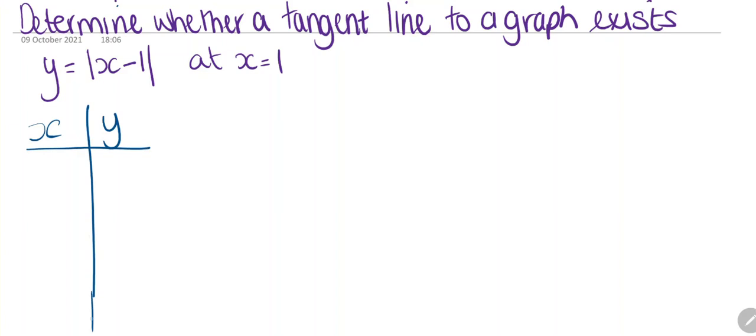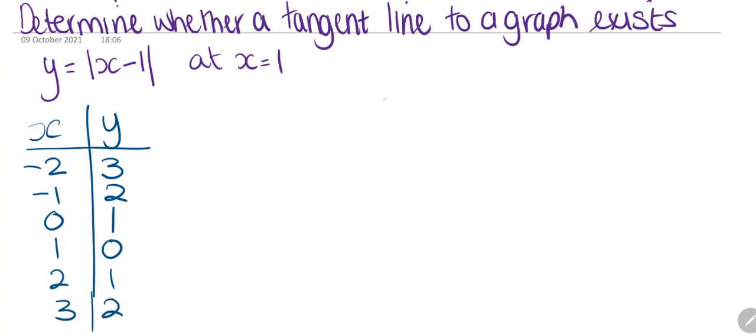So if we had -2 and we substitute in -2 minus 1, -3, the absolute value is going to be positive. If we substitute in -1, this is -1, -1 is -2, the absolute value will be positive. If we substitute in 0, 0 minus 1 is going to be -1, which means it'll be +1. If we have 1, 1 minus 1 is going to be 0. If we substitute in 2, 2 minus 1 is 1, so it'll just be 1. And 3, 3 minus 1 is 2, so it'll be 2.